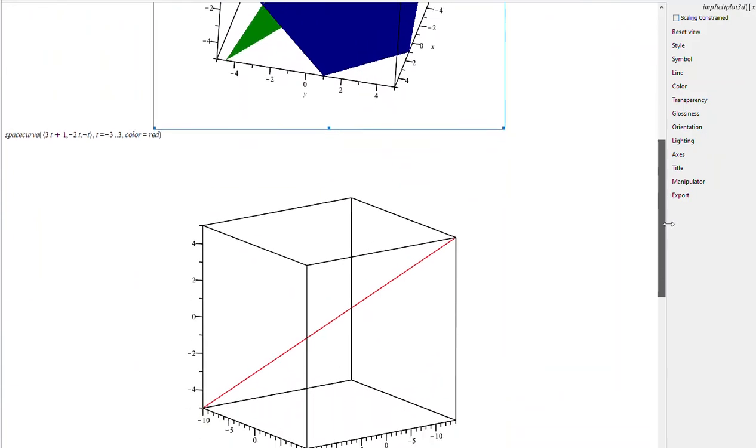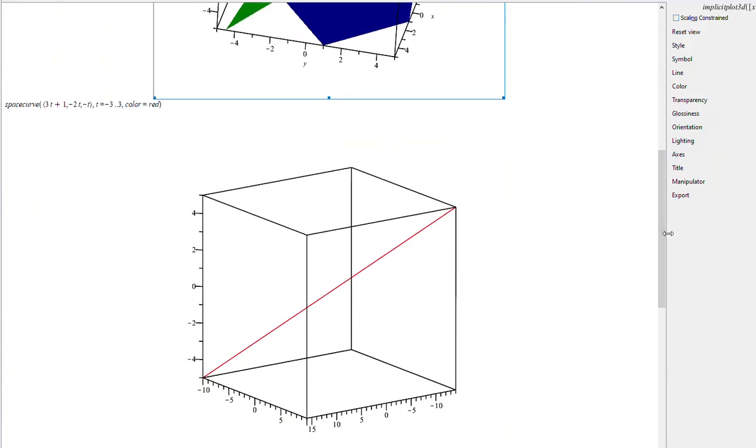All right. Down here, I've graphed the line that we found. Remember, that's a space curve. So there's that line that we just found, the line of intersection, 3t plus 1, negative 2t, and minus t. Graph that in red. And then because these are two different types of graphs, right? One's an implicit plot 3D, the other is a space curve. To graph two different types of graphs on the same axes, we have to use the display command.